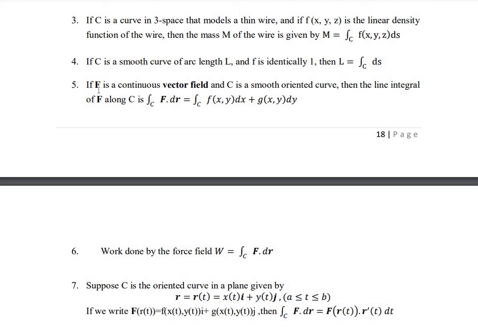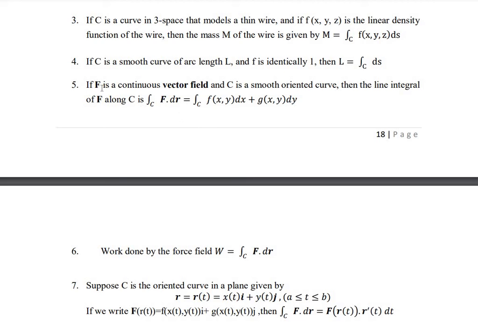The next one is if vector f is a continuous vector field and C is a smooth oriented curve, then the line integral of vector f along C is integral C vector f dot vector dr is equal to integral C f of x y into dx plus g of x y into dy.